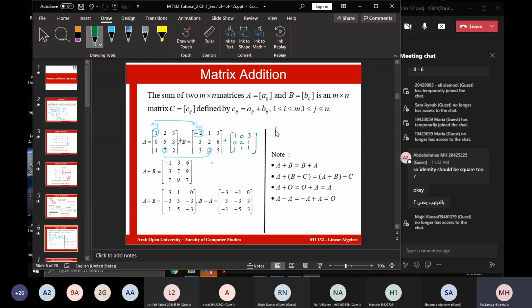For example, if we have A minus B plus C. Okay, what can I do? I can find A minus B, get the matrix, and then add to it the matrix C. Or else I can let A stay and add B plus C, keeping its sign if you want, and then A minus the resultant.